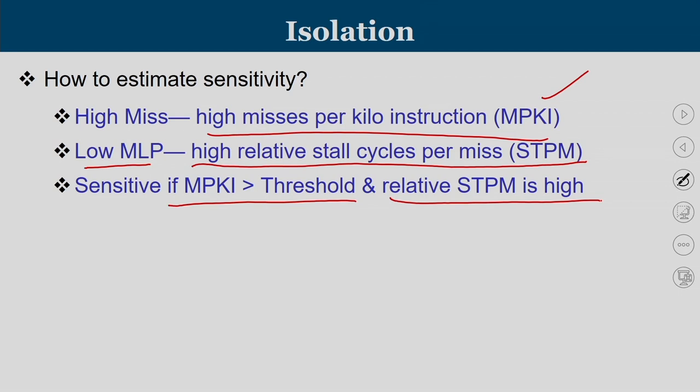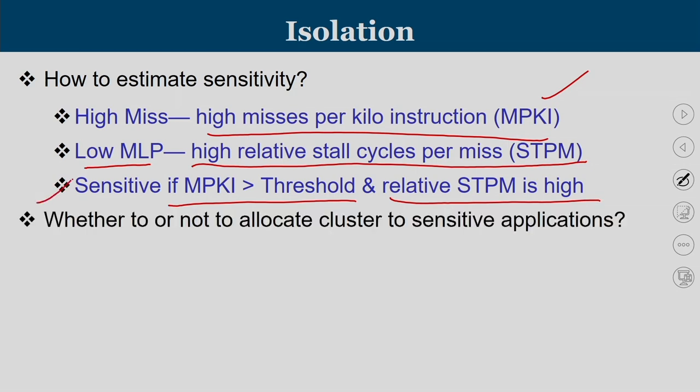So it generates so many misses, and these misses are not overlapping, so the stall cycles are very high. Such applications are going to be sensitive. So whether or not to allocate clusters to sensitive applications is a design issue.